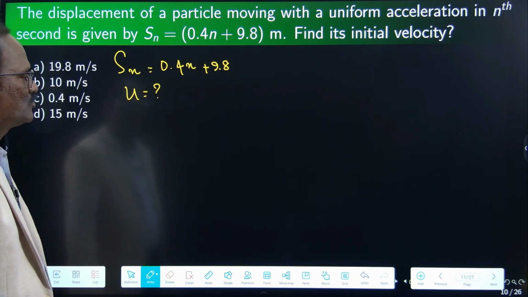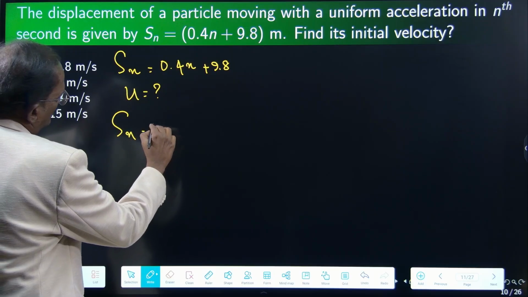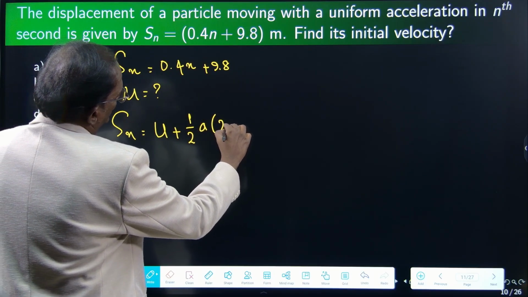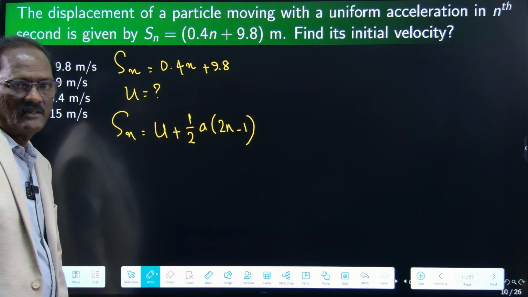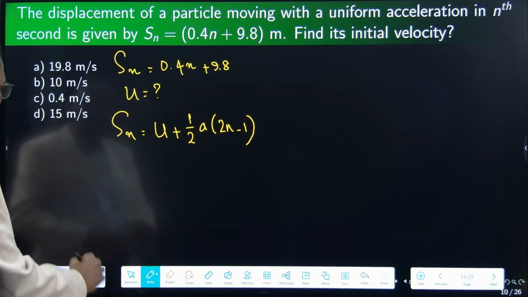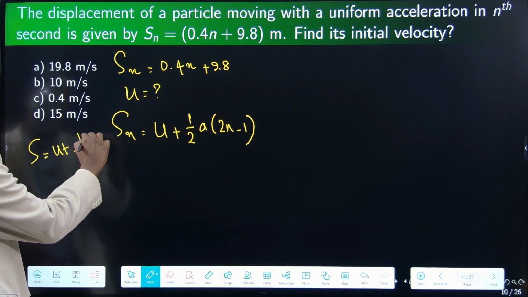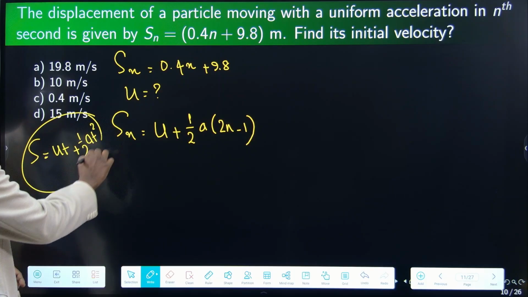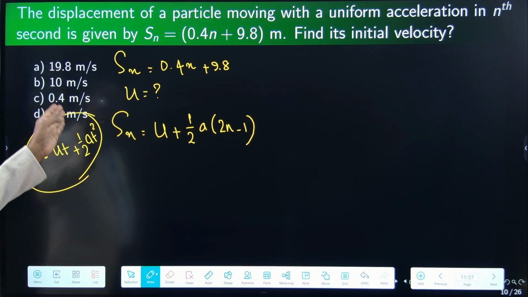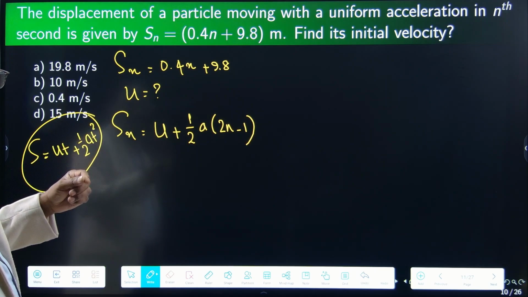So to solve this question, you must remember this formula: Sn = u + (a/2)(2n - 1). Nth second, not n seconds. For n seconds, we will write S = ut + (1/2)at² from the list of kinematic equations. Not this formula. We have derived this formula from that set of formulas in the previous video; you can watch that video also.